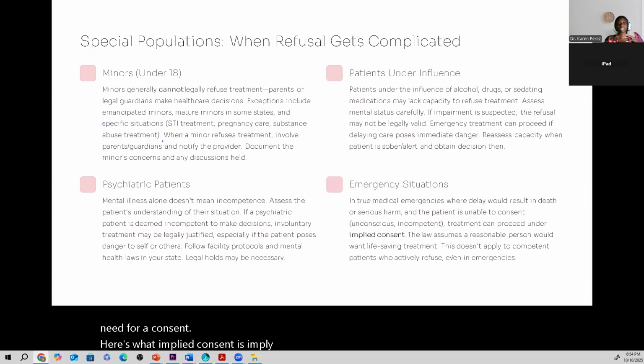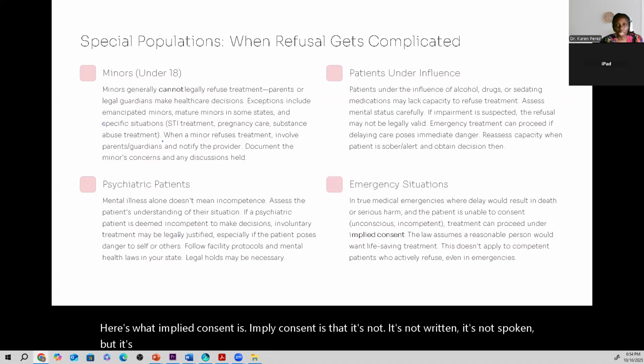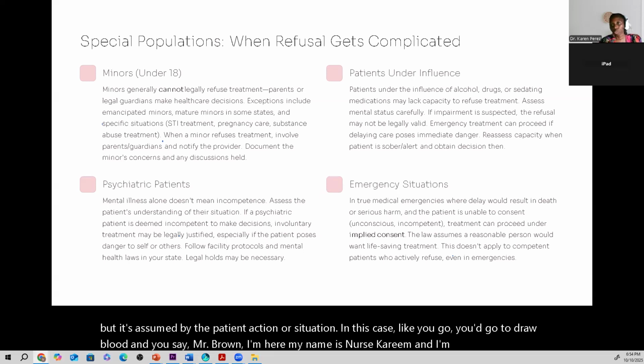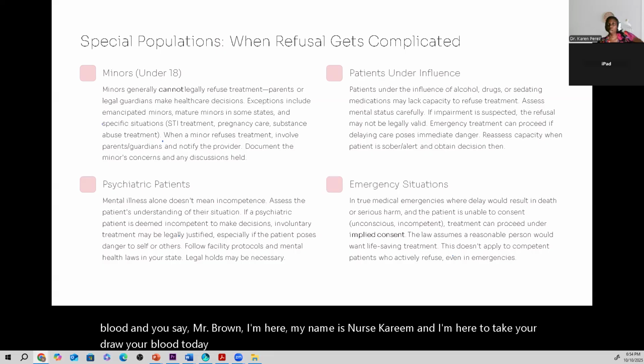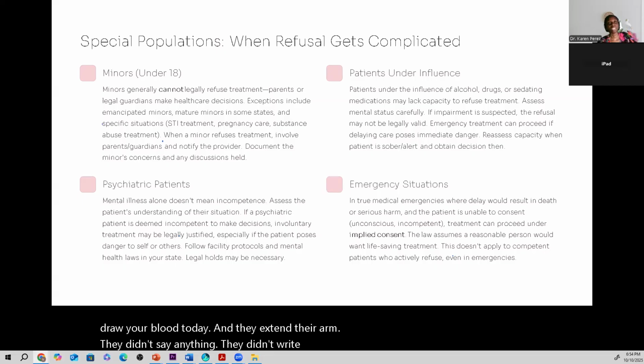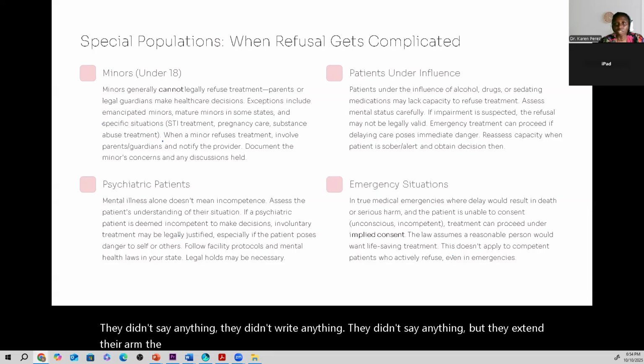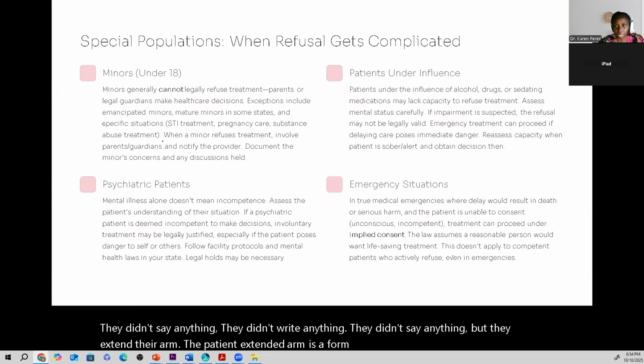Implied consent is not written and not spoken, but it's assumed by the patient's action or situation. Say you go to draw blood and you say, Mr. Brown, my name is Nurse Kareem, and I'm here to draw your blood today. And they extend their arm. They didn't say anything, they didn't write anything, but they extend their arm. The patient's extended arm is a form of implied consent.